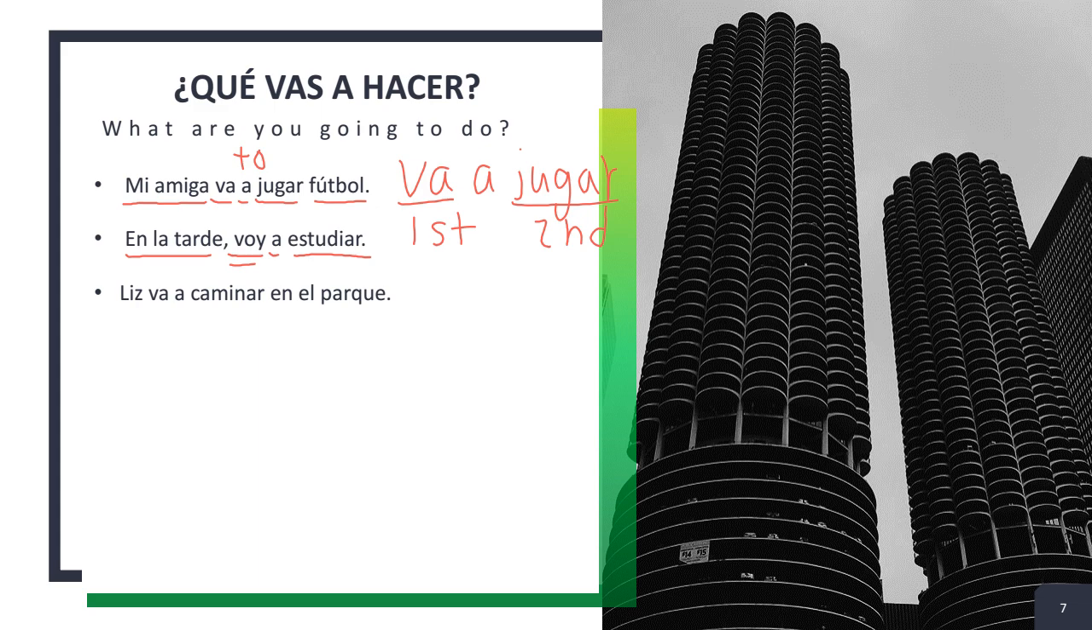The last example here, Liz va a caminar en el parque. So Liz is going to walk in the park, okay? And this whole phrase, va a caminar, is considered to be our verb phrase, okay? So we have two verbs that are working together to tell us what the action is that's happening in this sentence.